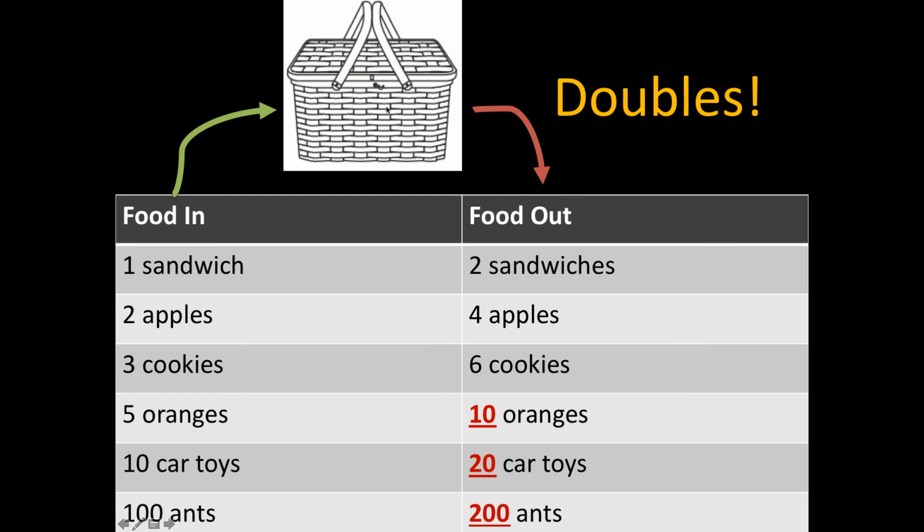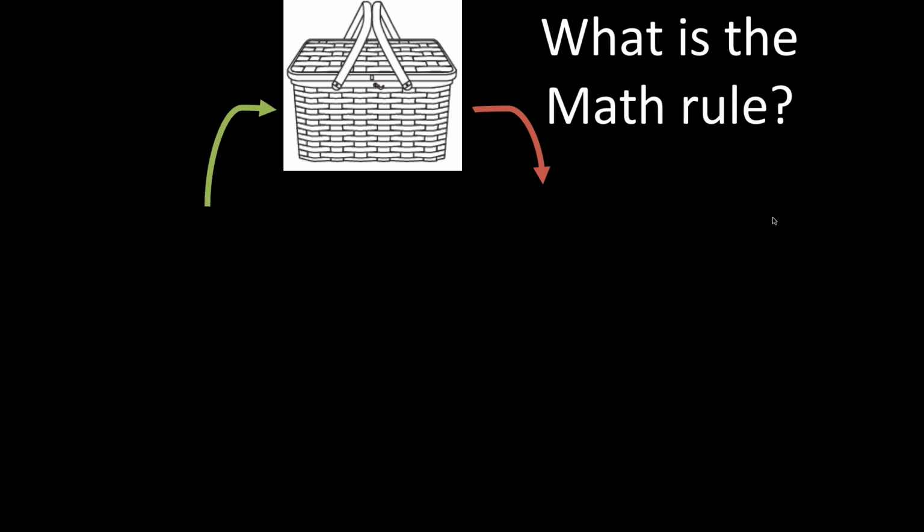10 car toys go in. And 10 doubled is 20. So we would pull 20 car toys out. And 100 doubled is 200. So 100 ants go in, 200 ants come out. So that's what doubled is, okay? Well, here we go again.